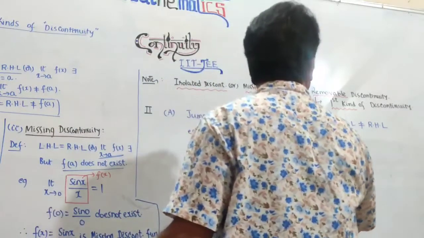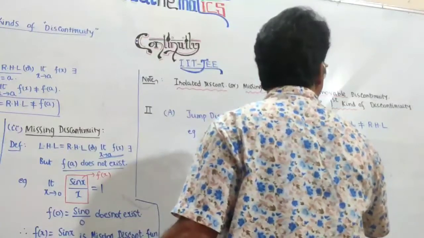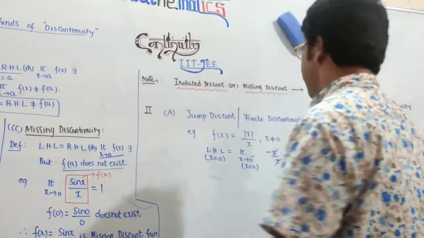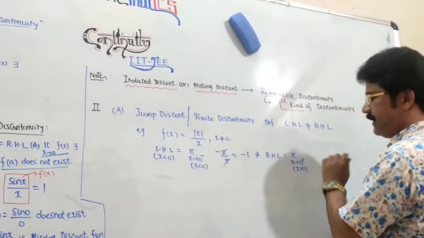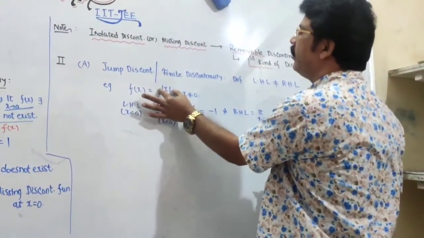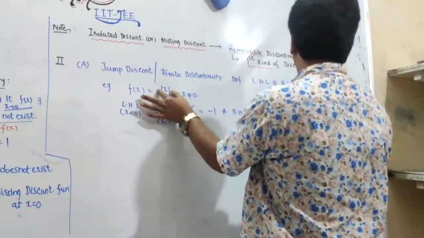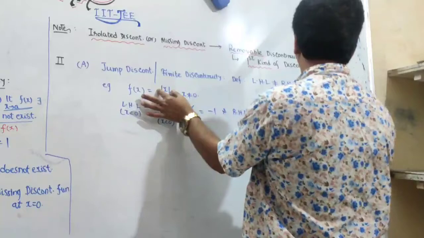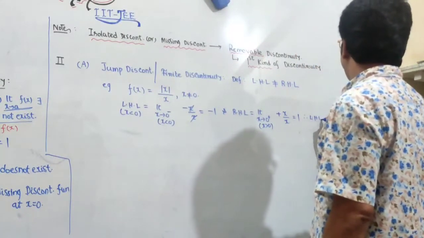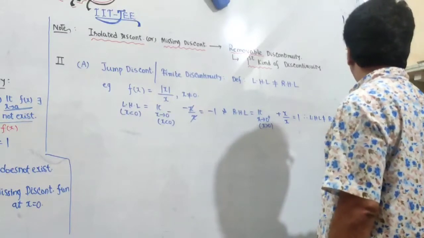And the right hand limit is the limit as x tends to 0 plus, which means x is greater than 0. When x is greater than 0, modulus of x is equal to plus x. So plus x divided by x is equal to plus 1. Therefore, the left hand limit is not equal to the right hand limit.